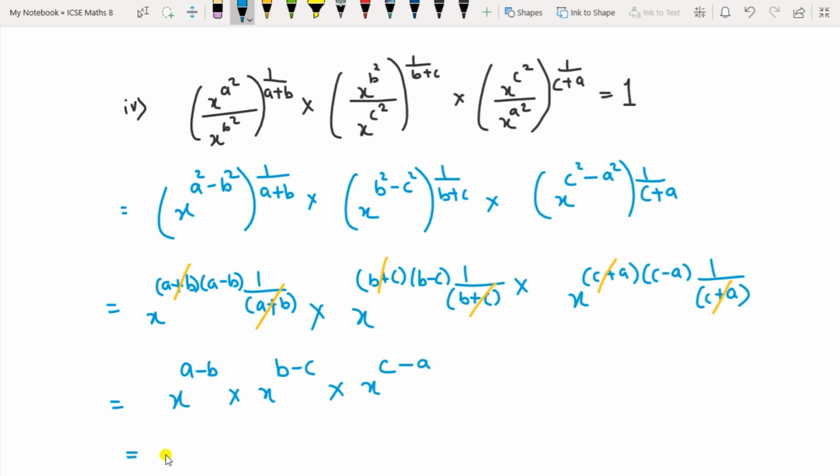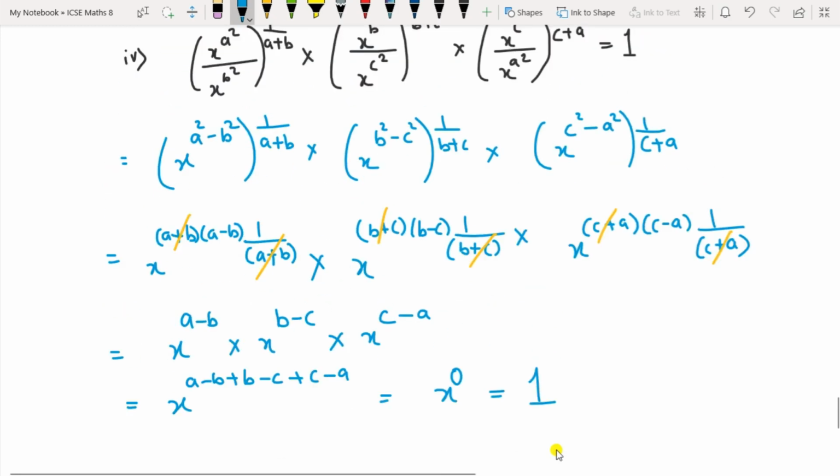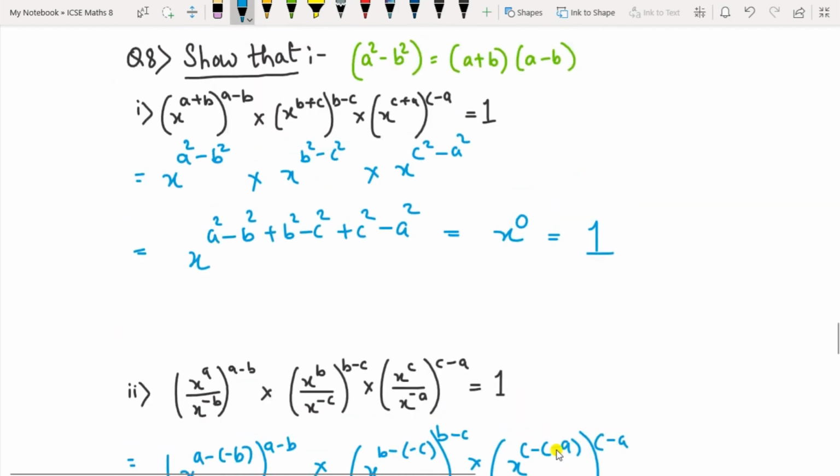Now again add all the powers, a minus b plus b minus c plus c minus a. You can see it is in the opposite sign, so that becomes x raised to 0, and therefore it is 1. Okay, so this is how you can solve it up to question number 8 here.